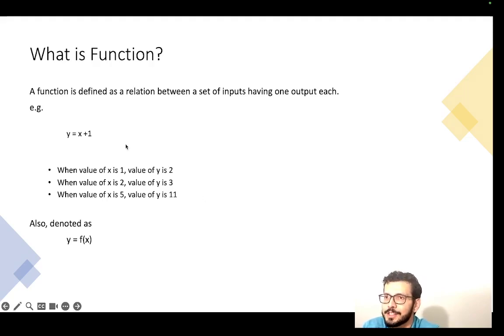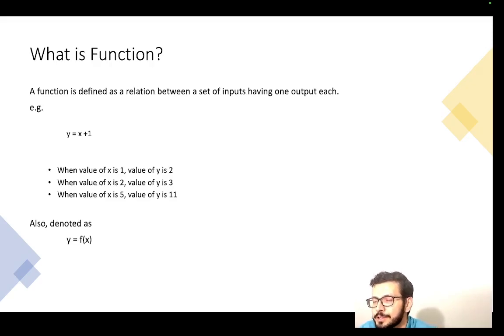As per the dictionary, a function is defined as a relation between a set of inputs having one output each. It's quite a mouthful. So let's take a look at a very simple example. One of the simplest examples of a function is y equals x plus 1. In this, let's say that if the value of x is 1, then the value of y will be 2. 1 plus 1 equals 2.